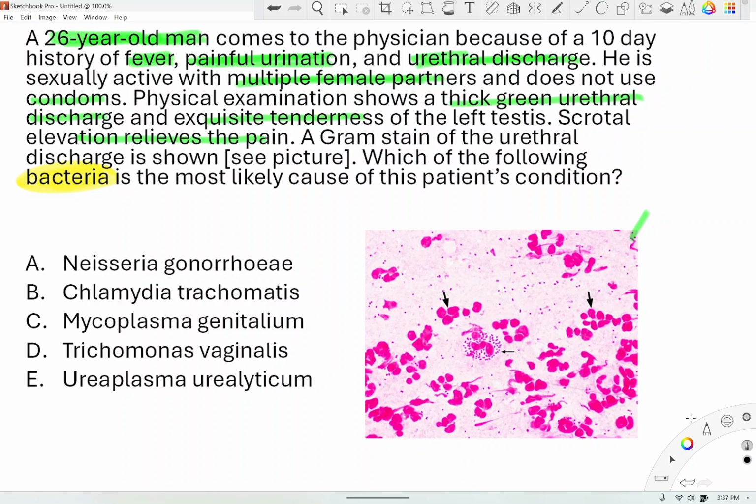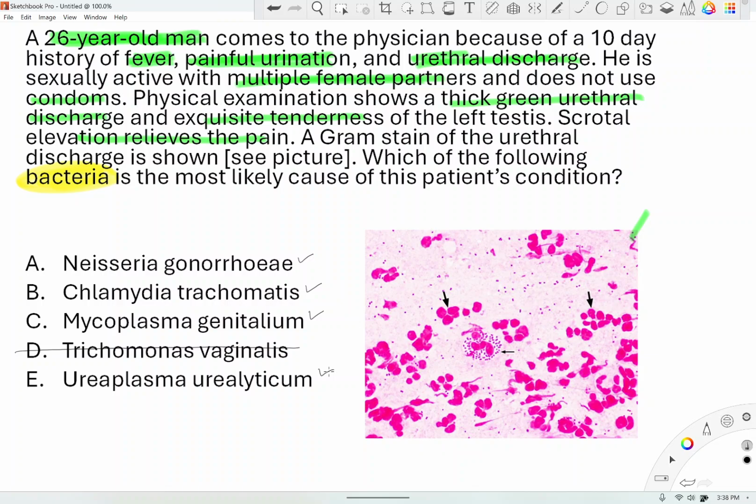In the choices, Neisseria gonorrhea is a bacteria. Chlamydia is a bacteria, yes. Mycoplasma is bacteria, yes. Trichomonas is a protozoa, it's not a bacteria, so I'm going to cross it out. And then ureaplasma is a bacteria. So out of the 5 choices, now we have 4 because D is incorrect. It's not a bacteria, so we're not going to choose this option.